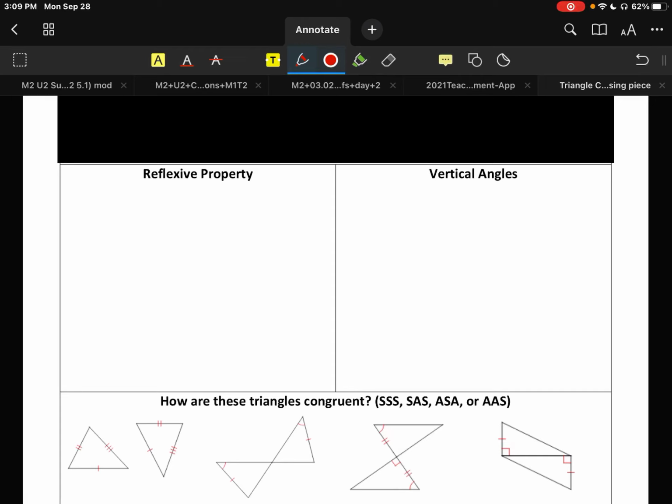All right, I want to quickly review triangle congruencies and a couple things that you will see in triangles that aren't necessarily marked. So the first one was the reflexive property. This happens when two triangles share a side, when they are connected, something like this, with this line down the middle. They are two triangles. They share a side. Therefore, this side is congruent with itself.